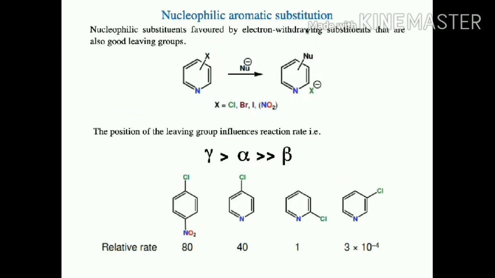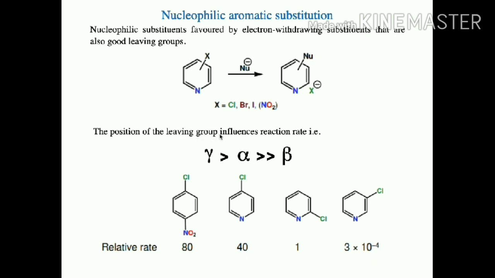So if we see the example for nucleophilic aromatic substitution reaction, nucleophilic substitution is favored by electron withdrawing substituents that are also good leaving groups. So a nucleophile will easily substitute if electron withdrawing substituents are present, and at the same time they act as a good leaving group. So if the pyridine has an electron withdrawing substituent, then the nucleophile can attack and it will be substituted when that substituent is also a good leaving group.